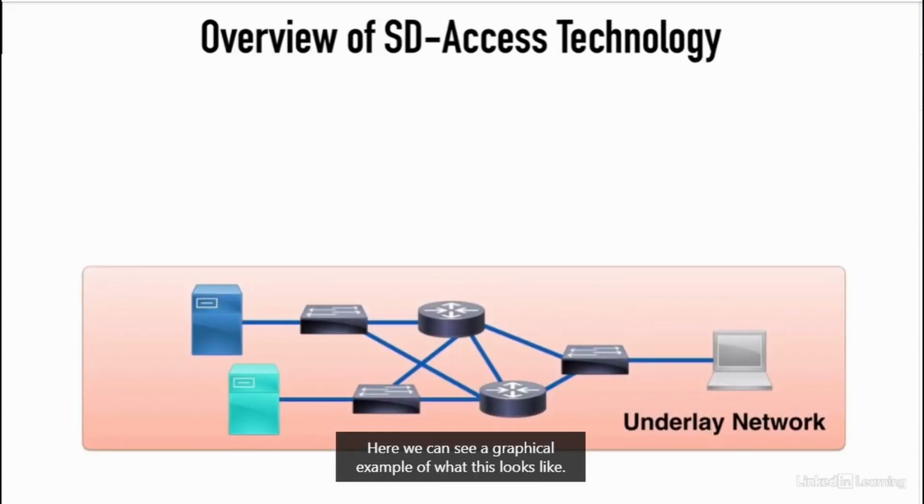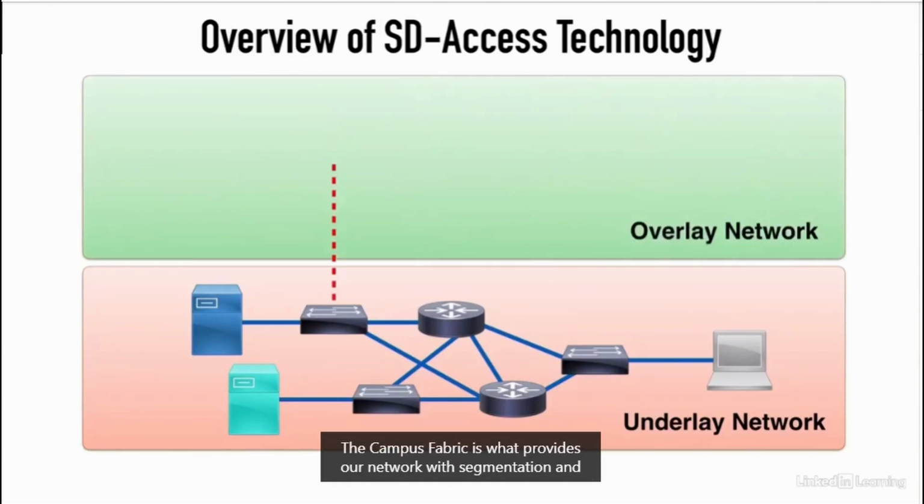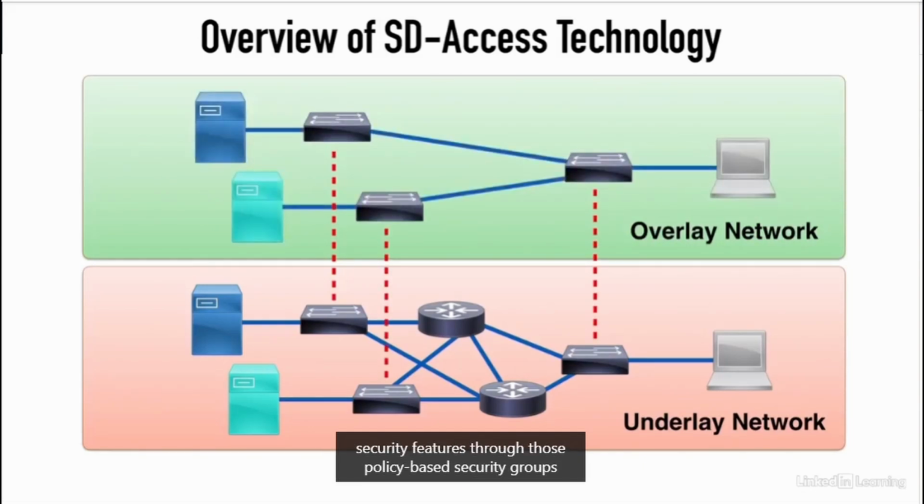Here we can see a graphical example of what this looks like. We see an actual physical underlay network and the campus fabric overlay network. The campus fabric is what provides our network with segmentation and security features through those policy-based security groups that we mentioned earlier.